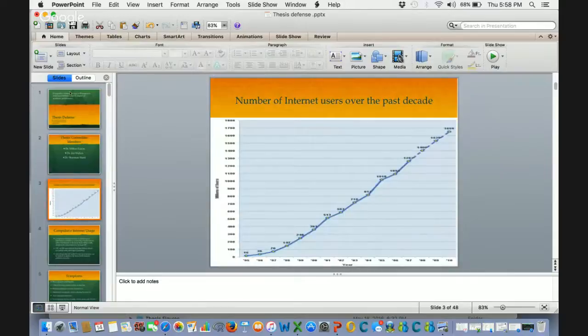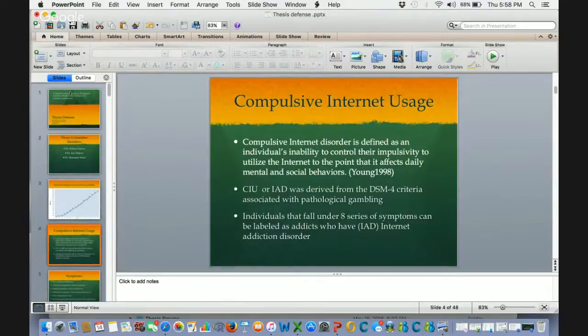Over the past decades, there has been a significant increase in the number of internet users. So why is this important? Why are people addicted to the internet? Or what do we refer to people who are addicted to the internet? We refer to these people as internet addicts, problematic internet users, or compulsive internet users.